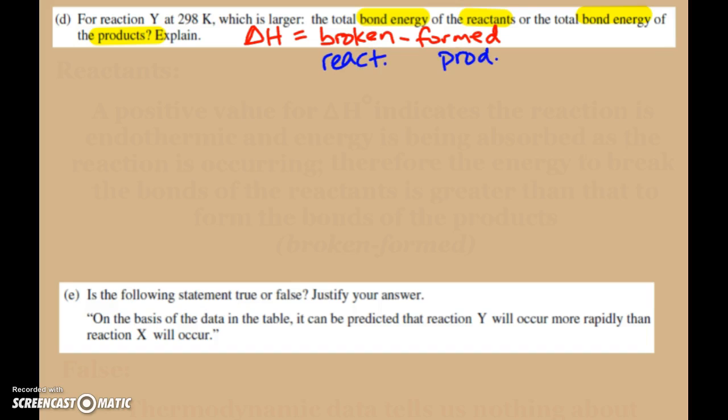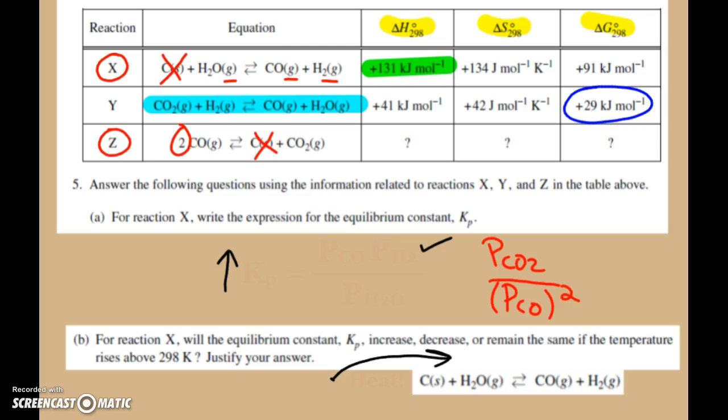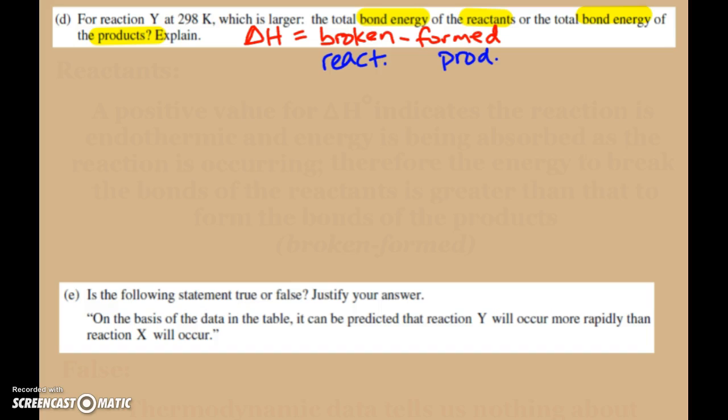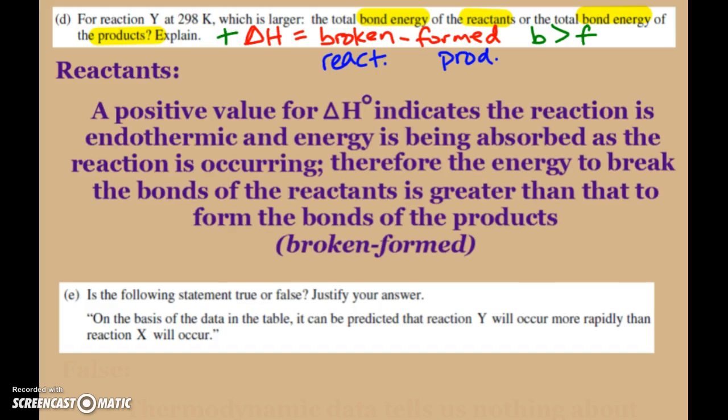And if you look back on our data table, my delta H for reaction Y is a positive value. It's endothermic. So when my delta H is positive, that means my broken has to be greater than my formed. So my reactant bond energy will be greater than my product's bond energy. All right, so that's the explanation, and there it is kind of written out for you.